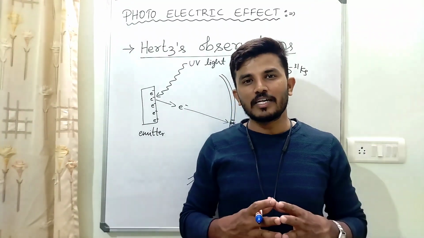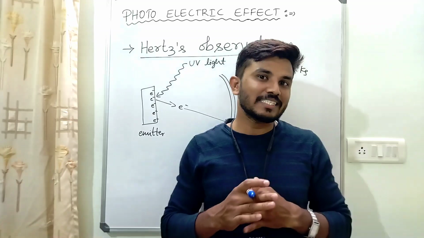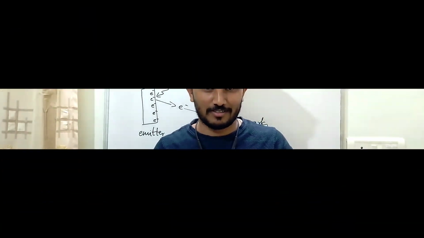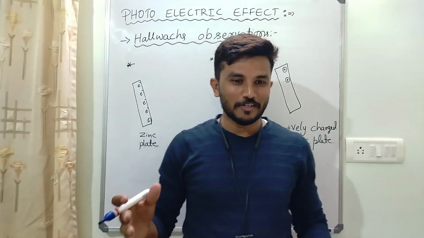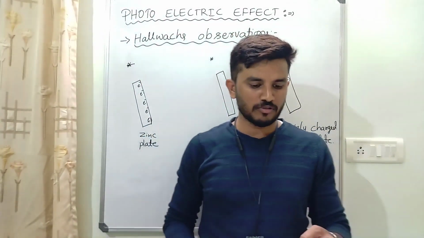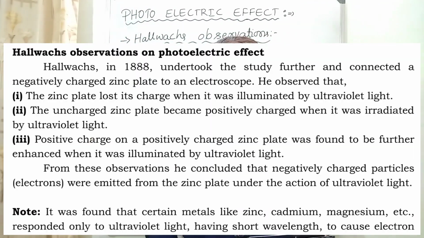Now let us move on to the next observation, that is Hallwachs' observation. Dear students, next we have Hallwachs' observations on the photoelectric effect. Let me read it out. The content is on the screen. Hallwachs, in 1888, after the discovery of the photoelectric effect by Hertz, undertook the study further and connected a negatively charged zinc plate to an electroscope.